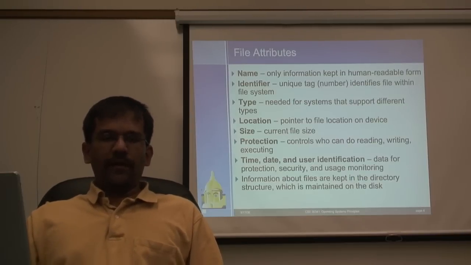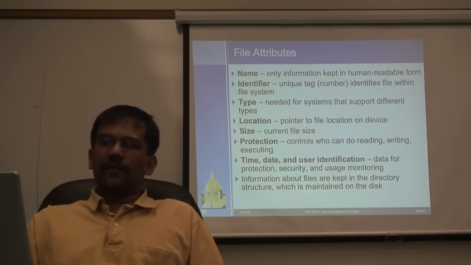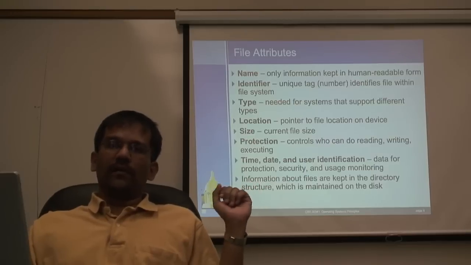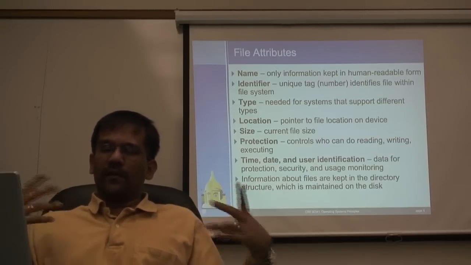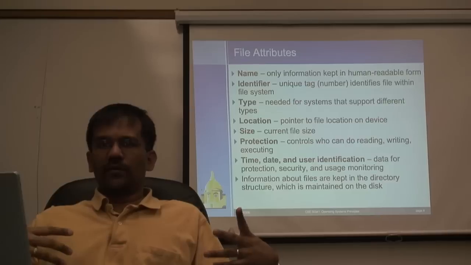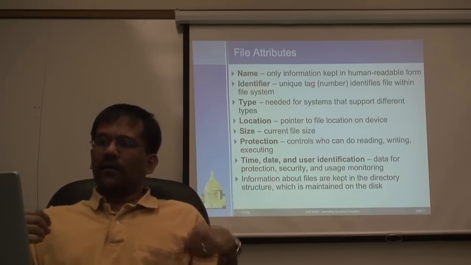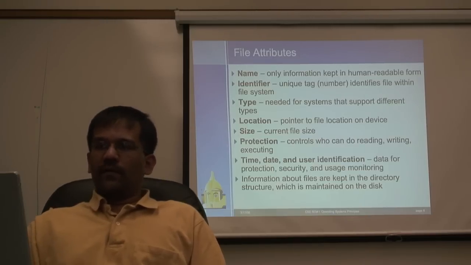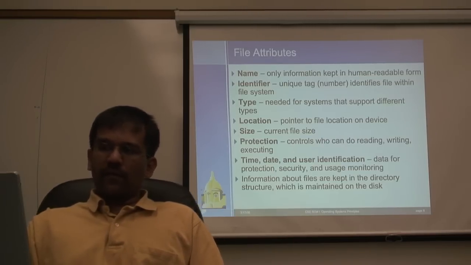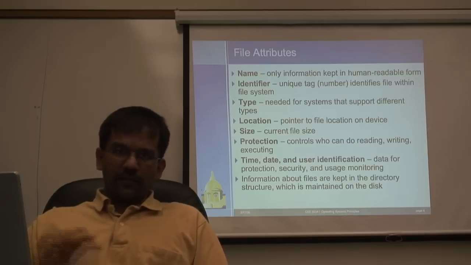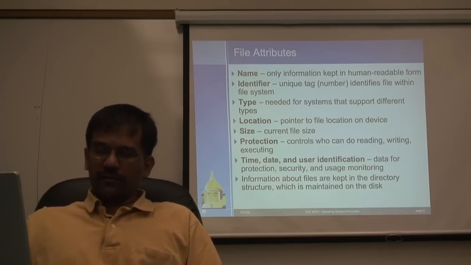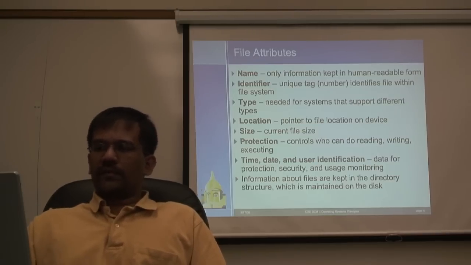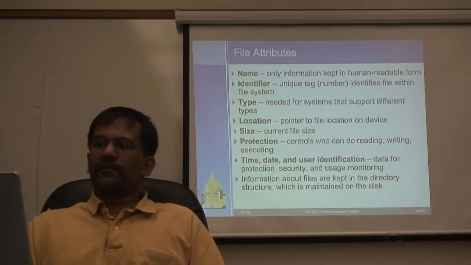And depending on the operating system, each file has a different set of attributes. For example, name is typically the one thing that is human readable, that makes sense to the human user, not necessarily for the system. The system usually goes with the identifier, a unique tag. Depending on what the operating system can do, you can have a type for the object, a location where it is on the physical disk. We haven't looked at the disk yet, but essentially a location, the current size, and protection, time, date, and other attributes.